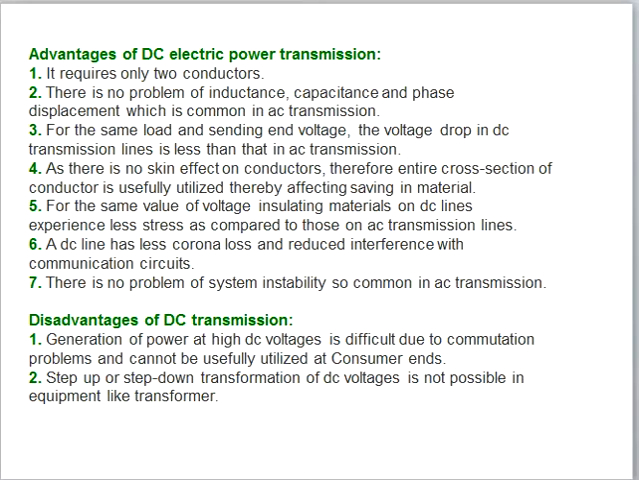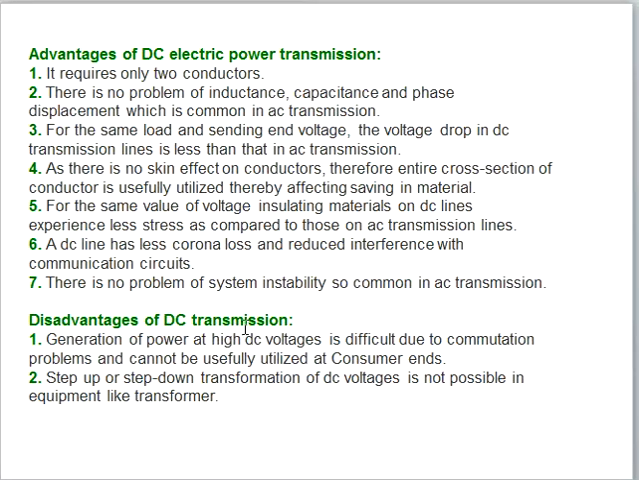Here are some of the advantages of DC power. It requires only two conductors, with no problem of inductance or capacitance. For the same load and sending end voltage, the voltage drop in DC transmission is less than in AC transmission. A DC line has less corona loss and reduces interference with communication circuits. There is no problem of system instability, which is common in AC transmission.